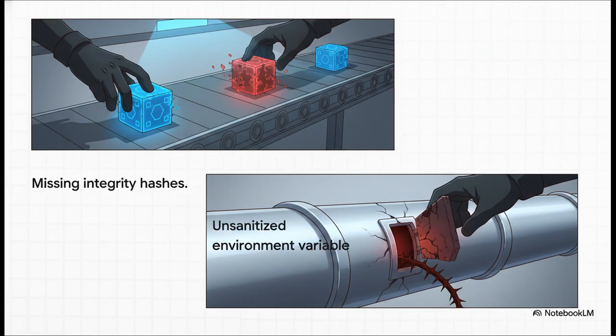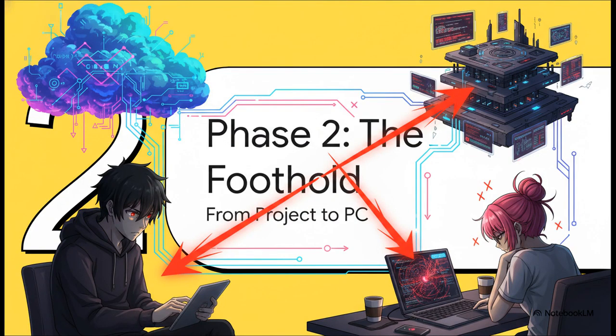Second, the build script uses an environment variable in an unsafe way, which basically opens up a perfect backdoor for something called command injection. It's like tricking the system into running the attacker's code as if it were a normal, everyday instruction. Okay, so the trap is now set in the cloud. The attacker's next move is to pivot from that online project directly onto the developer's personal computer.